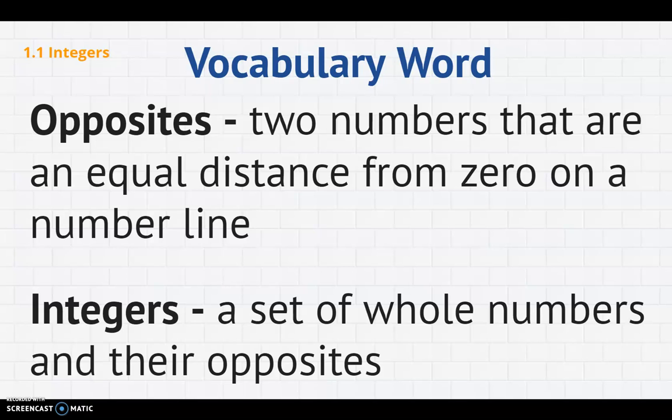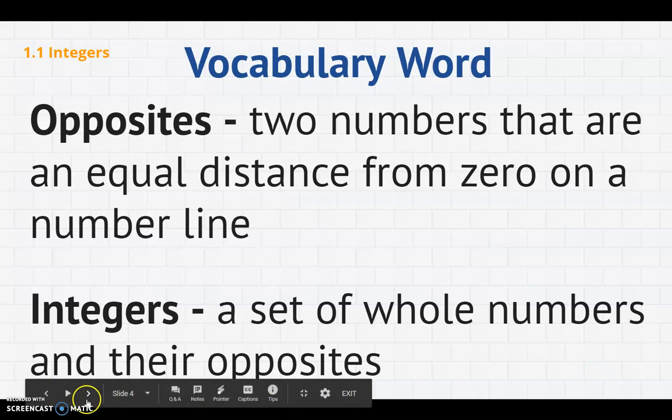And finally, the definition of integers. It's a set of whole numbers and their opposites. Now we have to recall that whole numbers is exactly what it sounds like. You can't have any fractions and any decimals. So for instance, 3.5 is not a whole number, but 3 is a whole number. Okay, so we take all of those whole numbers like 1, 2, 3, 4, 5, and so on, and all of their opposites, so -1, -2, -3, and so on, and that makes up the set of integers. Okay, of course, include 0. Don't forget about 0. Those are integers.